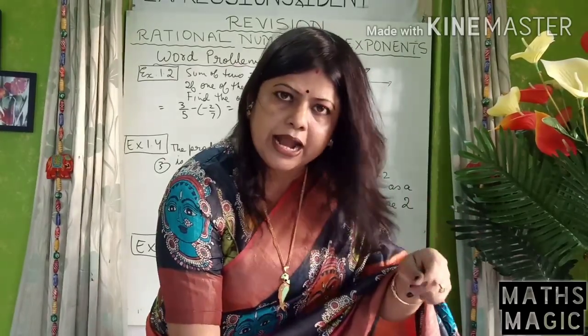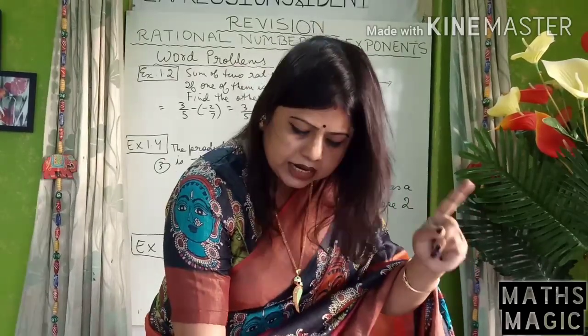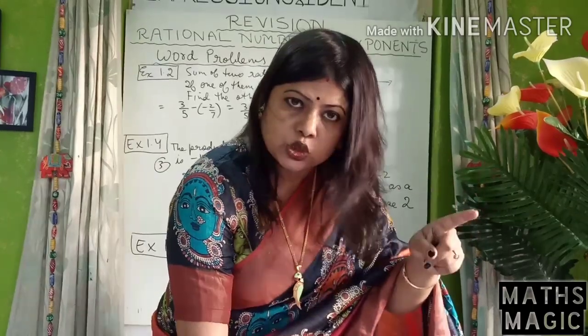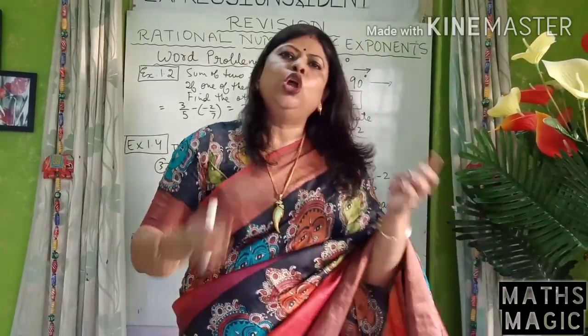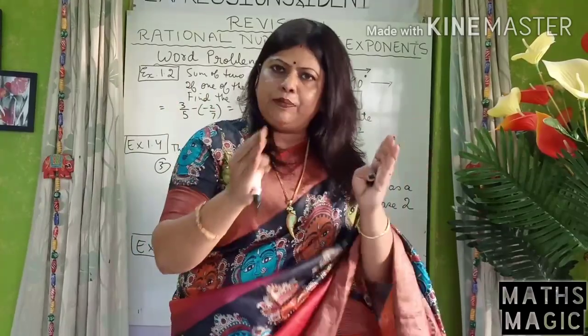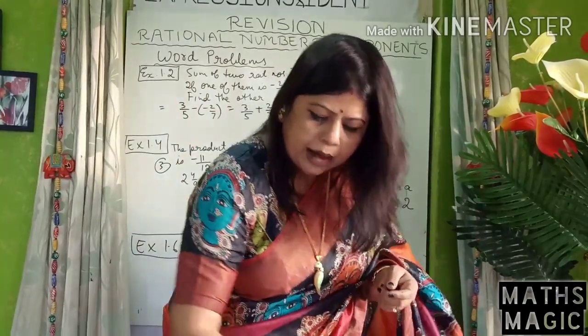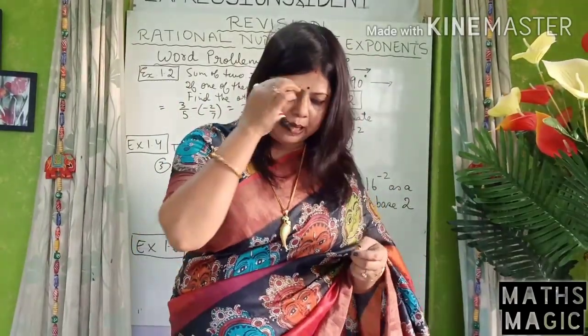So first you find the number of boys who passed. It is given the number of boys who passed and then what you do? You add both and then you subtract it. So you will get the number of boys who failed in the examination.